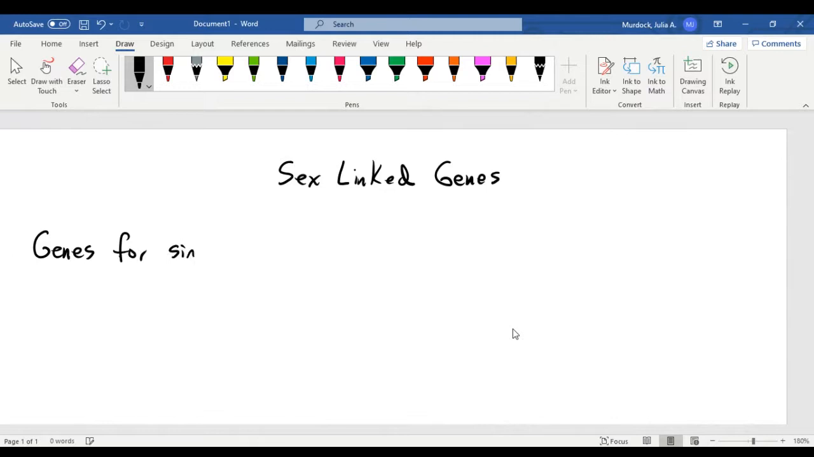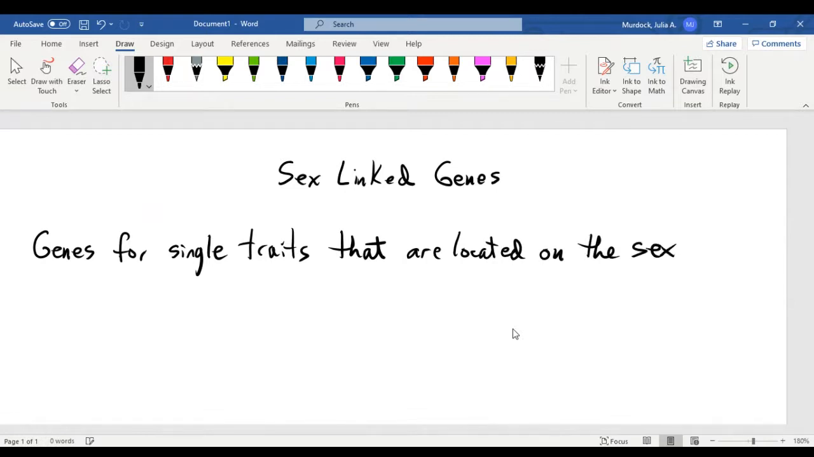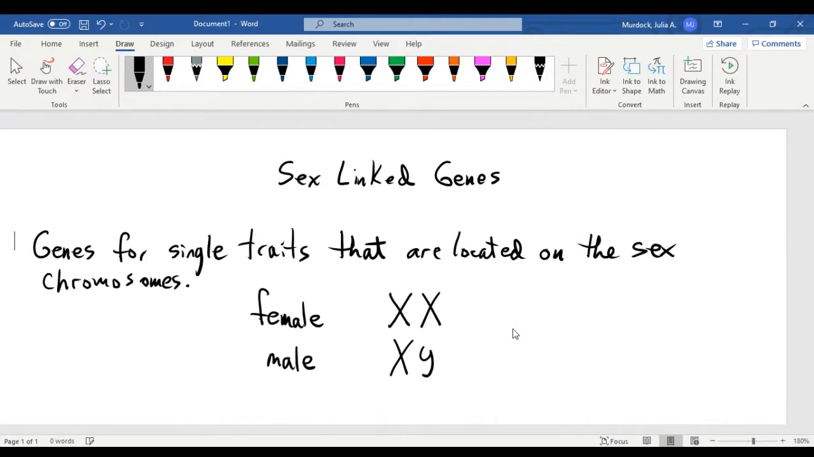Genes for single traits that happen to be located on the sex chromosomes. Okay, so you know what the sex chromosomes are. For a female mammal or a female human, the sex chromosomes are X and X. Females have two X sex chromosomes, and male humans have one X chromosome and one Y chromosome.